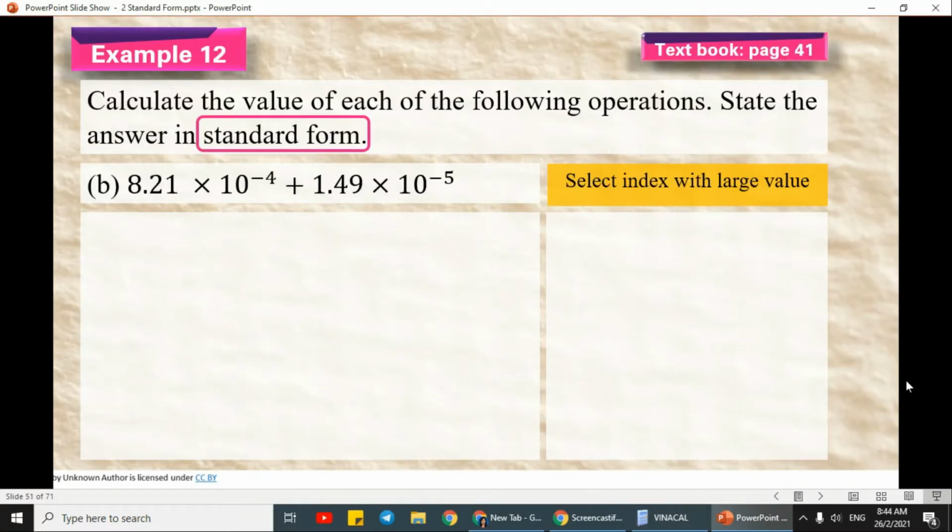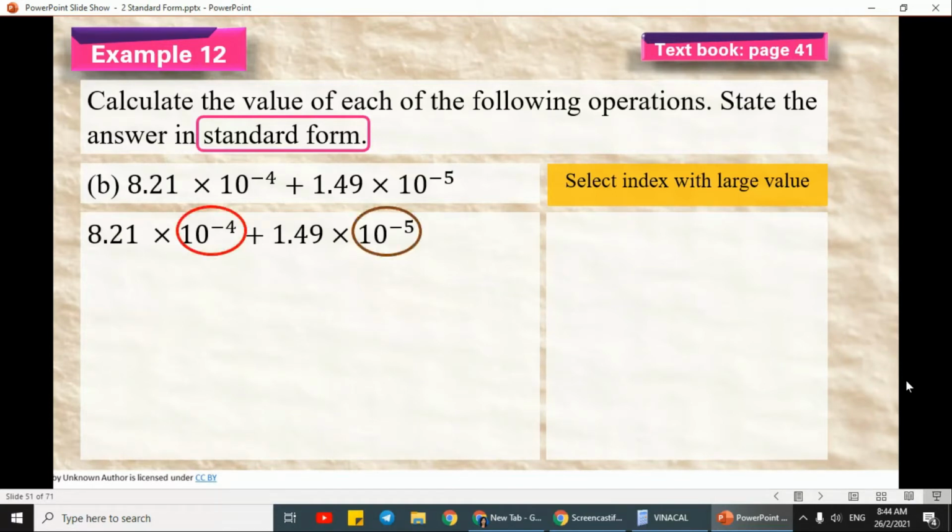Let's continue with question B. 8.21 multiplied by 10 to the power of negative 4 plus 1.49 multiplied by 10 to the power of negative 5. Let's check, do they have a common factor? This one doesn't have a common factor, but we want to make a common factor for it. So select the index with the large value.